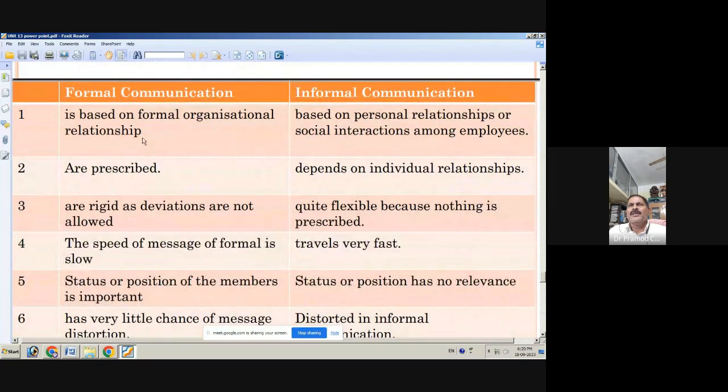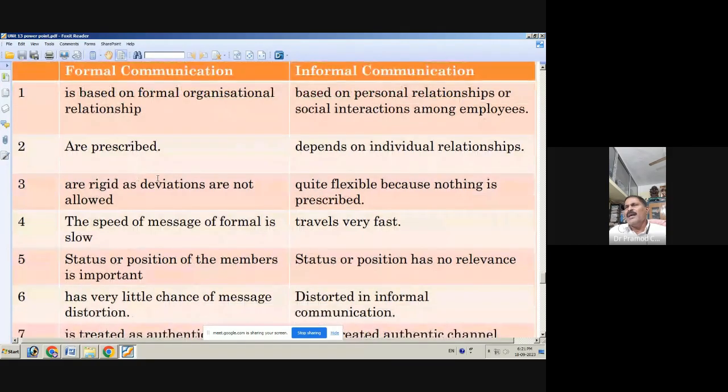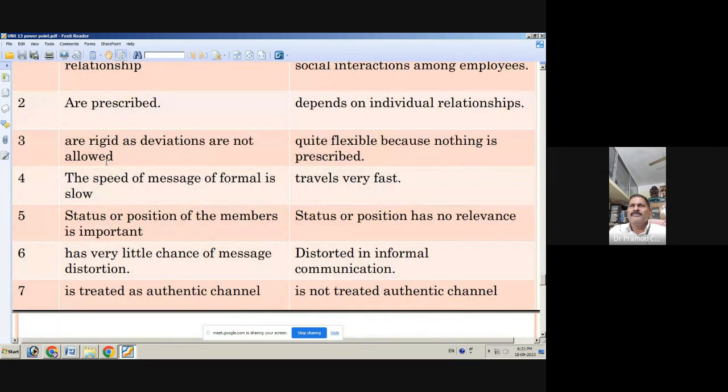And there is the difference between formal communication and informal communication. Formal communication is based on formal organizational relationship. Informal is based on personal relationship, that is the social interaction among the employees. Formal is always prescribed. Formal is always rigid and deviations are not allowed. But informal is quite flexible because nothing is prescribed there.